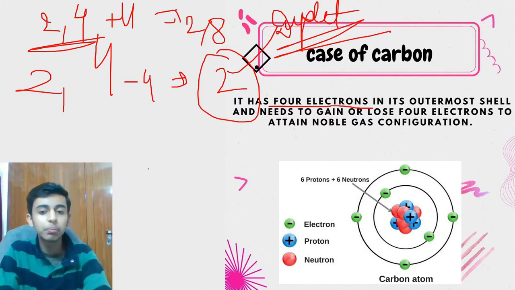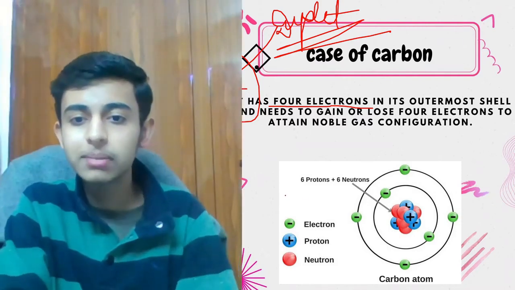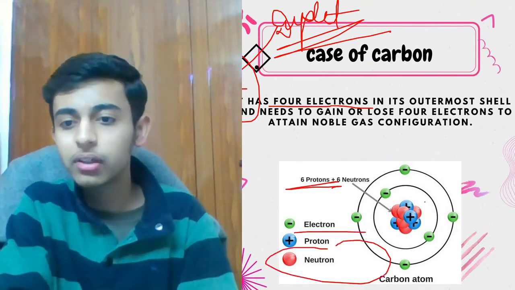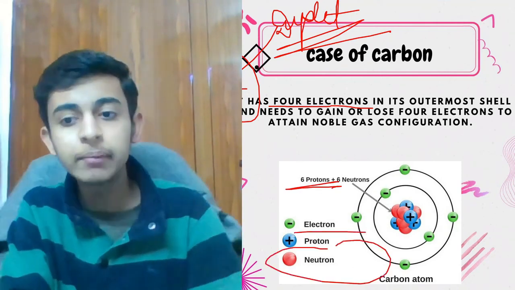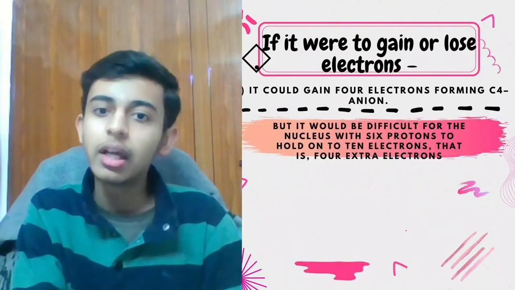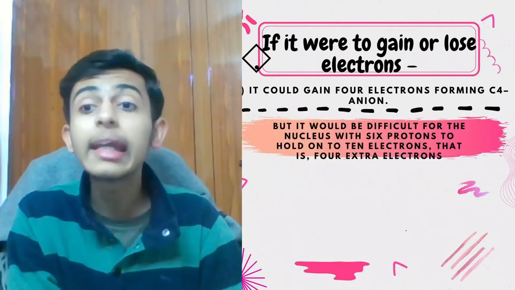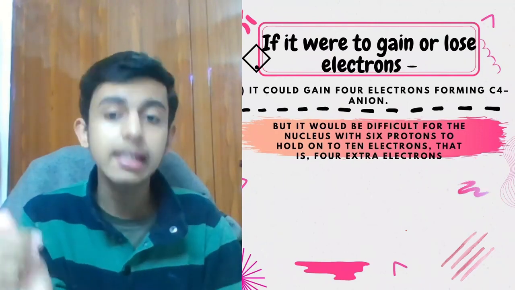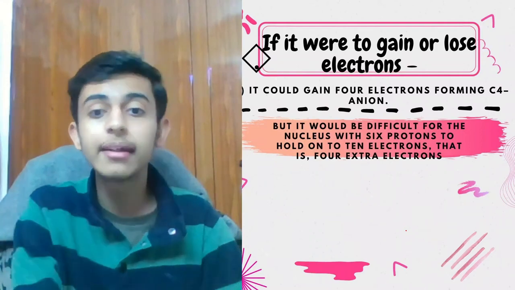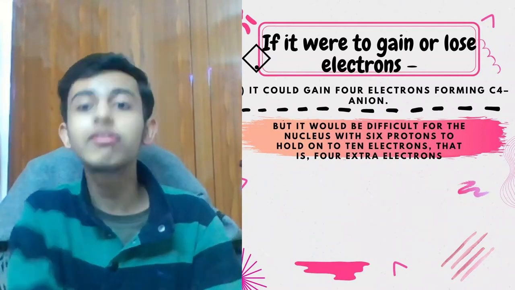Okay, so this is the condition. But then what is the problem? Let's understand that. See, 6 protons plus 6 neutrons form carbon, and electrons are 6, because the number of protons and electrons are equal. Clear? Now, what if it were to gain or lose electrons? See, it could gain 4 electrons forming a C4 anion. Anion meaning negatively charged, if it gained.